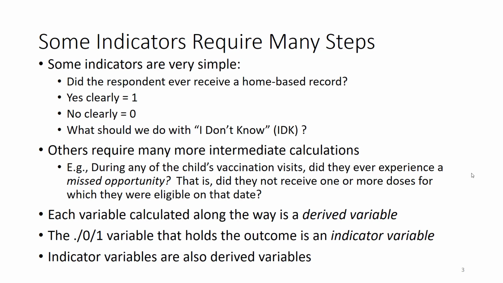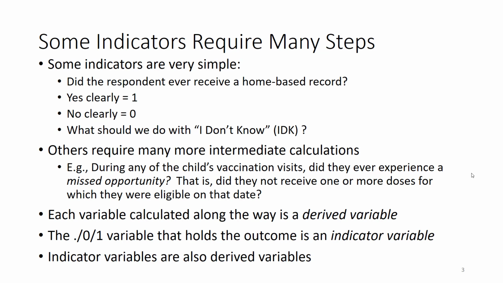One really simple indicator might be, did the respondent ever receive a home-based record? Well, there's a question in most surveys that very explicitly asks that, and usually there are 3 possible responses. Yes. Well, we code that clearly. We're just going to code that as a 1. No, they never received a home-based record. We're going to code that as a 0. And then we have to decide on a survey-by-survey basis or an indicator-by-indicator basis, what are we going to do if the response is I don't know?